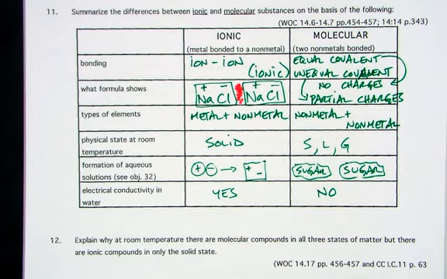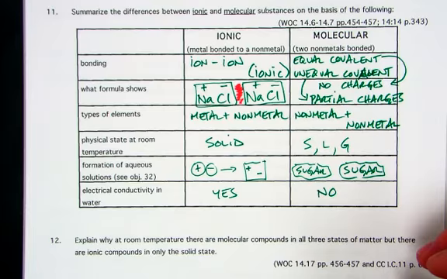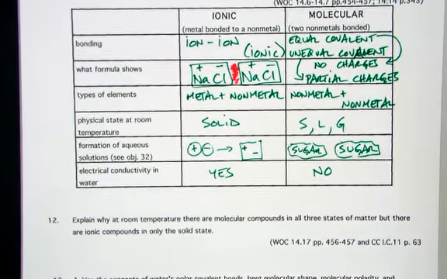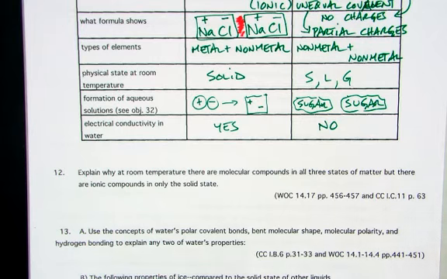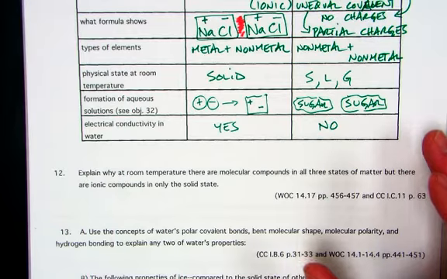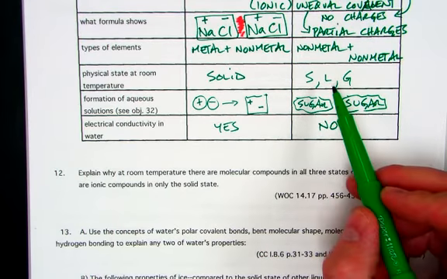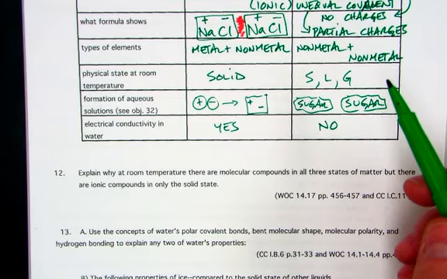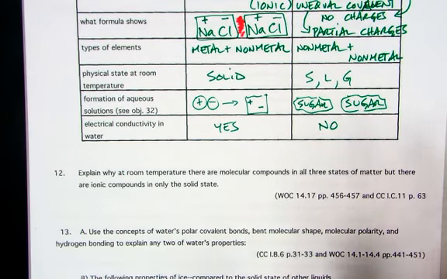So that really, objective 11, hopefully should explain also objective 12: why at room temperature there are molecular substances in all three states, but our ionic compounds are only in the solid state. It has to do with the strength of the bonds. Ionic bonds are so strong they're always solids. However, molecular ones, where you have either partial charges or no charges, have varying strength.